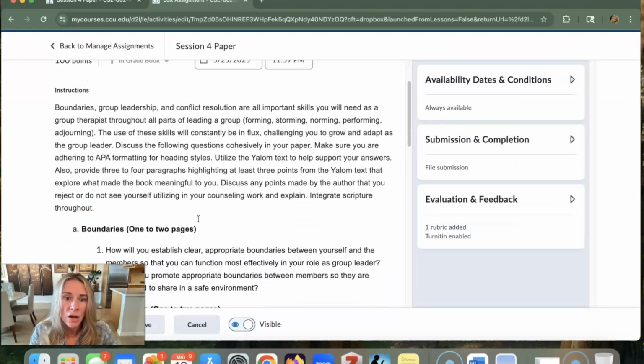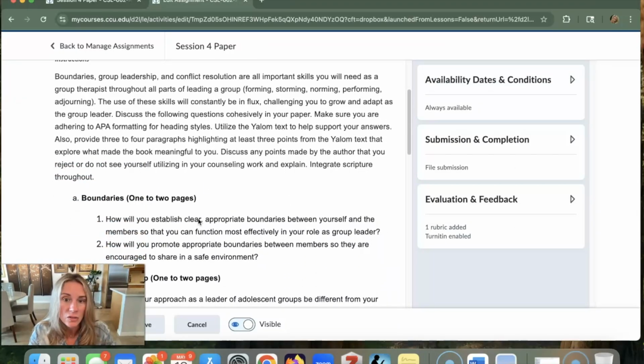Boundaries, group leadership, and conflict resolution are all important skills you need as a group therapist throughout all parts of leading a group: forming, storming, norming, performing, and adjourning. The use of these skills will constantly be in flux, challenging you to grow and adapt as the group leader. Discuss the following questions cohesively in your paper.